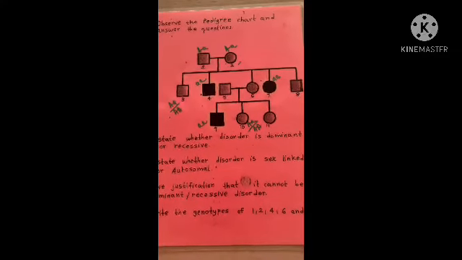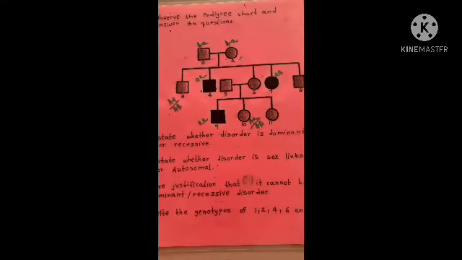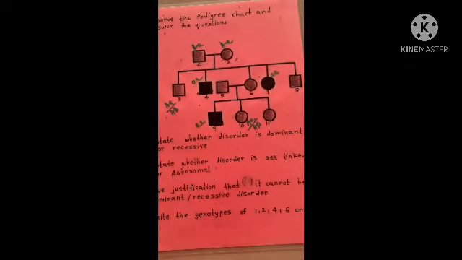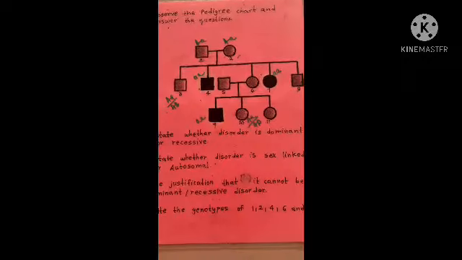That is the first thing. The second condition is that if it is an X sex-linked disorder, then there is no possibility that the male will be a carrier of the disease. Either the male will be normal or the male will be diseased. There is no possibility of a carrier male if the defective gene is present on the X sex chromosome. Is that clear?